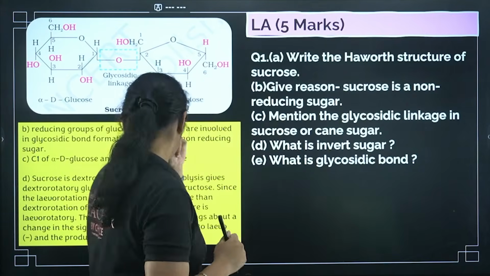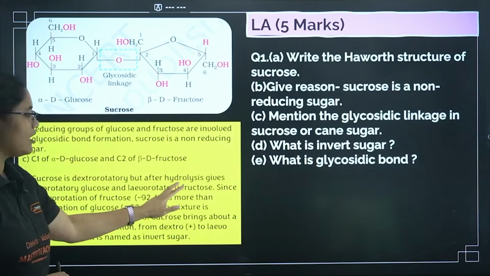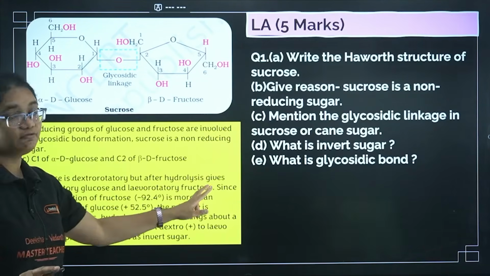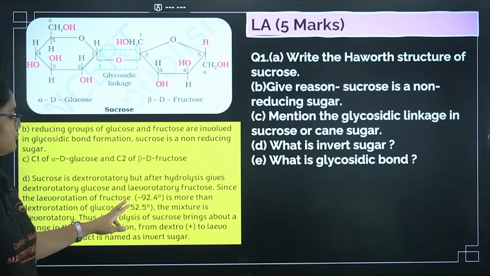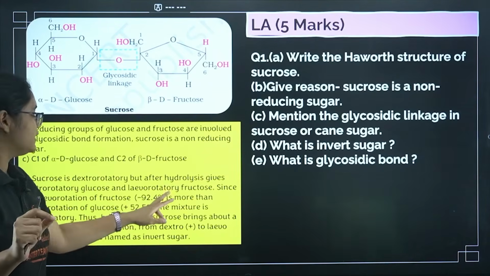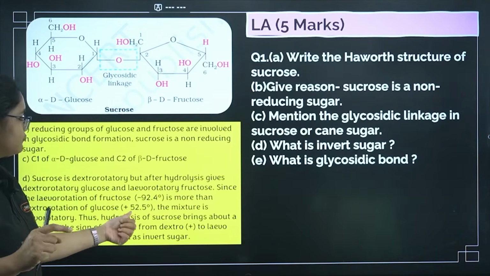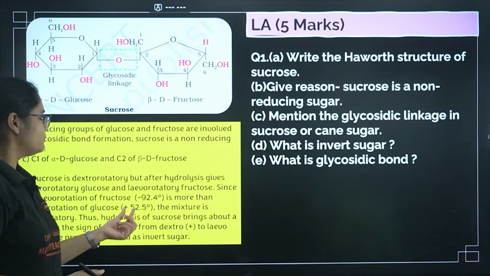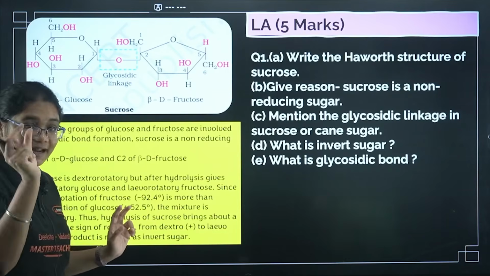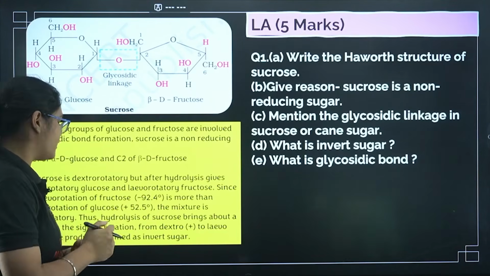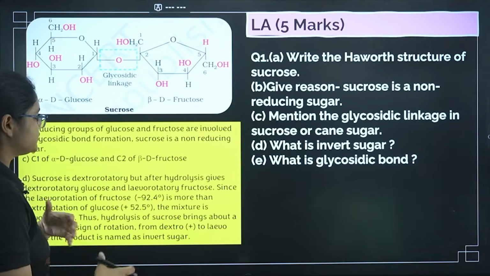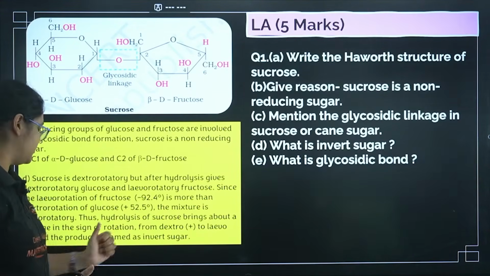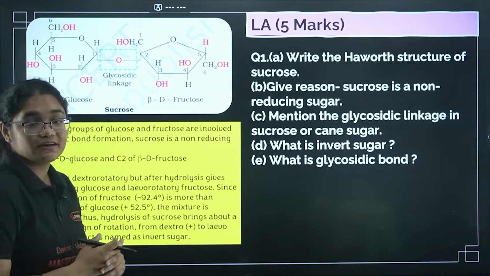You can see here sucrose is dextrorotatory, but after hydrolysis it gives you dextrorotatory glucose and levorotatory fructose. Since the levorotation of fructose, that is minus 92 degrees, is more than the dextrorotation of glucose, the mixture is levorotatory, right? You can see plus 52 and minus 52 will cancel. What is left is in the anti-clockwise direction. Thus hydrolysis of sucrose brings about a change in the sign of rotation from dextro to levo, and that is why it is named invert sugar.